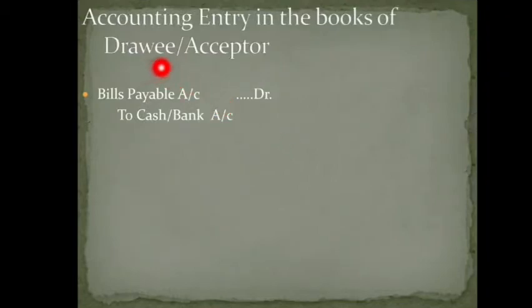Now let us see the accounting entry in the books of the drawee, who is also known as the acceptor, as he accepts the bill. So in his books, what will be the journal entry? As he is making the payment of the bill on the due date, the entry in the books of the drawee will be bills payable account debited to cash account. So the bills payable gets cancelled, and as he is paying, cash will be credited. This is the accounting entry in the books of the drawee.